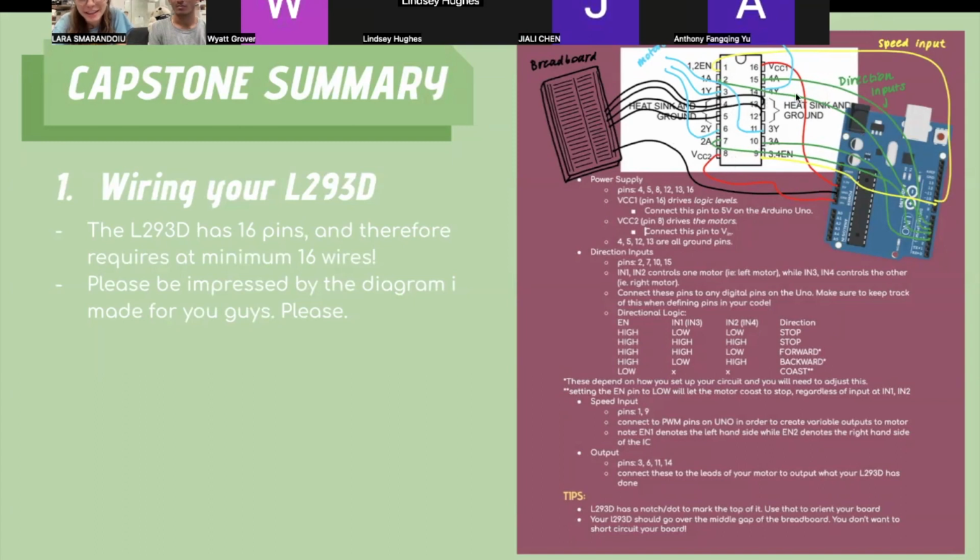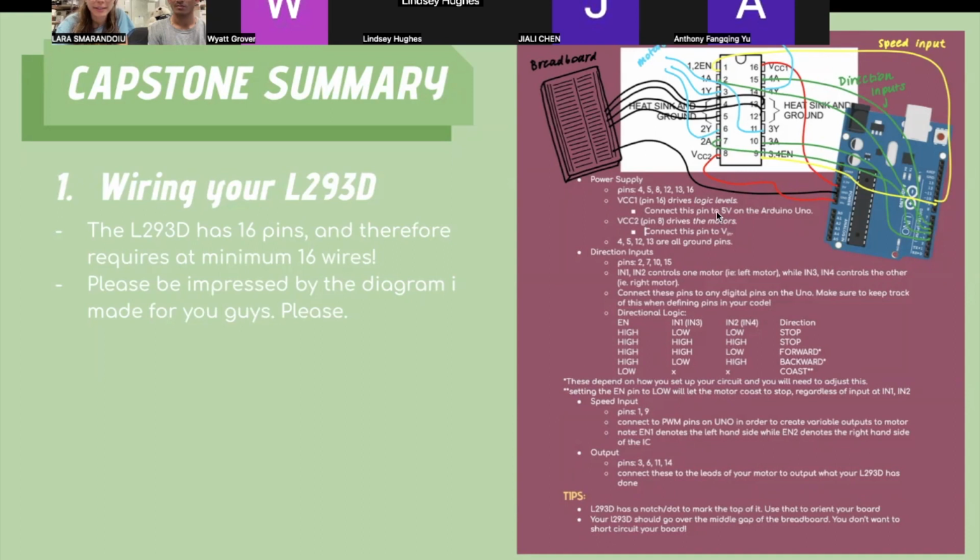Pin 8 goes to V in, pin 16 to 5 volts, and then you have pins 1 and 9 to 2 different PWM pins, which control your speed, and then you'll have 4 pins going to your motors. And then lastly, 4 for direction inputs, which you can see at the bottom right, which connect to digital pins.